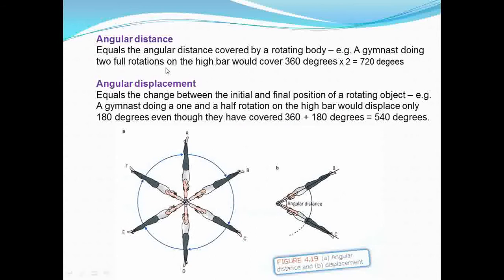So similar to linear motion, we've got angular distance and angular displacement, and they're no different to linear motion in that distance measures the actual distance covered. So if someone rotates around two big full circles around this bar, they would have covered 720 degrees in distance. Their displacement, however, would be zero because they've come back to the starting point. So displacement again is how far we've come from our starting point.